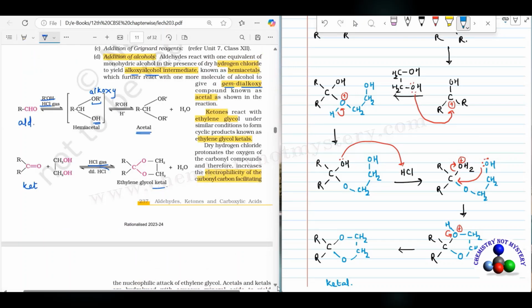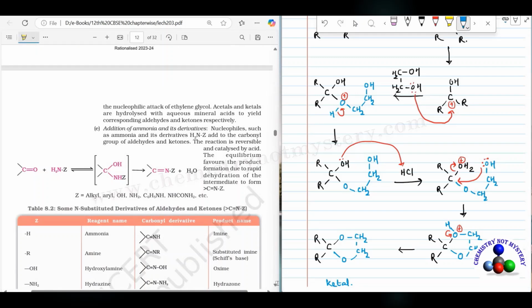So when they are treated with dilute mineral acid, when the cyclic ketal is treated with dilute HCl, it gives back the ketone and ethylene glycol. Similarly, in case of acetal, when it is treated with the dilute mineral acid, it gives the aldehyde and alcohol back.